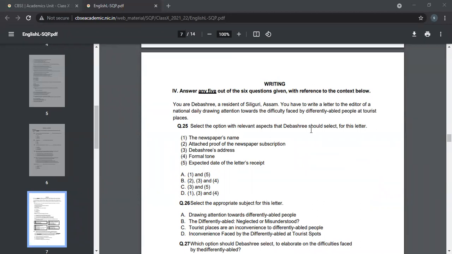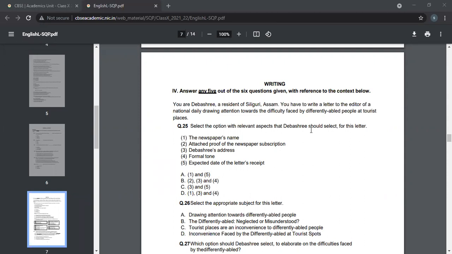Now, this is the most confusing thing you were asking, that what sort of questions we will be getting. You are Debashree, a resident of Siliguri, Assam. You have to write a letter to the editor of a national daily, drawing attention towards the difficulty faced by differently abled people at tourist places. Select the option with relevant aspects that Debashree should select for this letter.